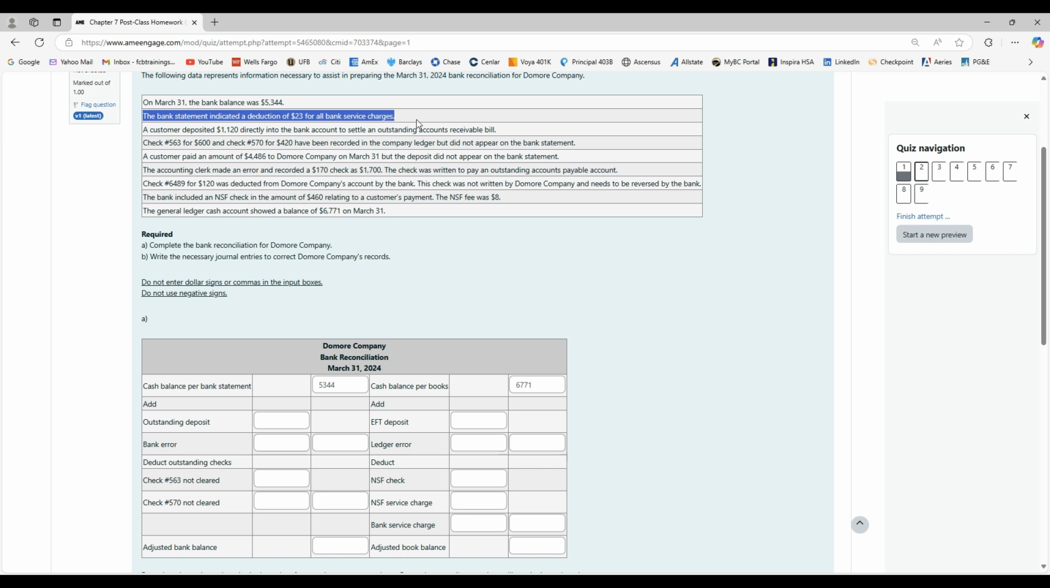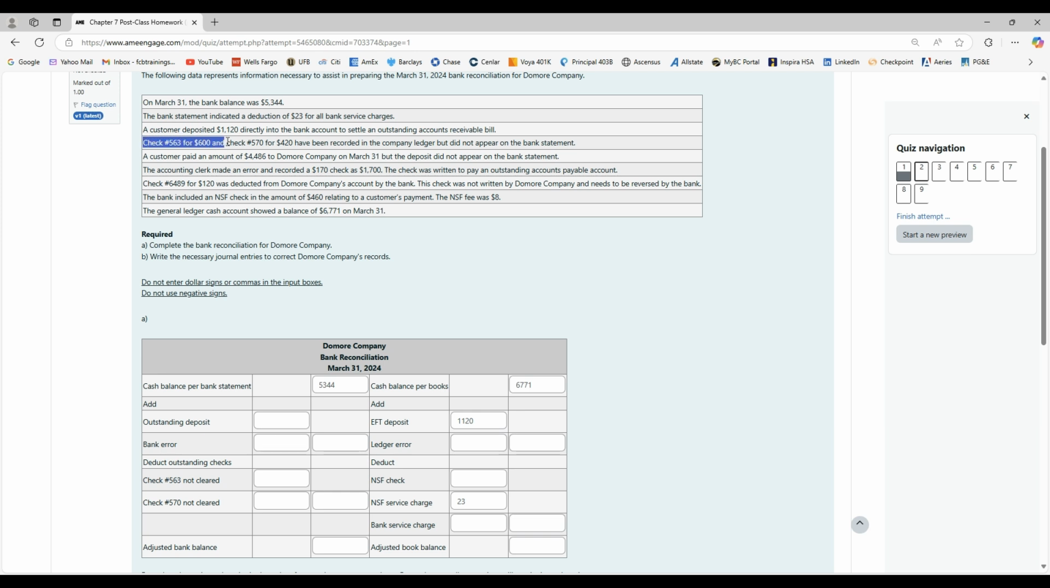The bank statement indicated a deduction for $23 for service charges. So let's do 23, no negative signs, it says. Even if it's a deduction, it reduces, we don't use a negative sign. Okay, a customer deposited $1,120 directly in the bank account to settle an outstanding AR bill. So that's going to be an addition: we got cash we just didn't know about until we looked at our bank statement.